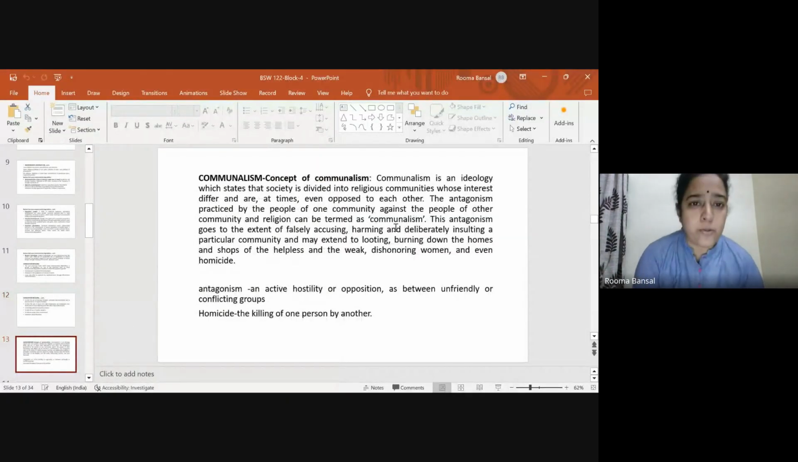Today, we are going to discuss another social problem, communalism. What is communalism? Communalism is an ideology which states that society is divided into religious communities whose interests differ and are at times even opposed to each other.